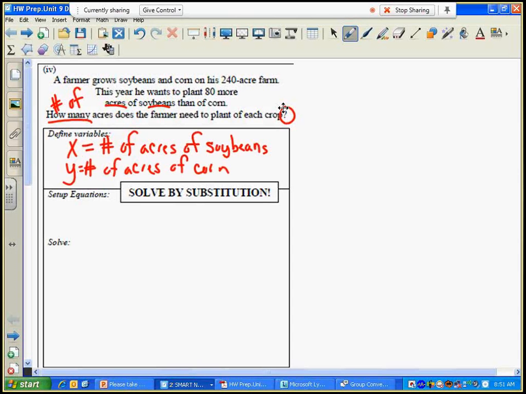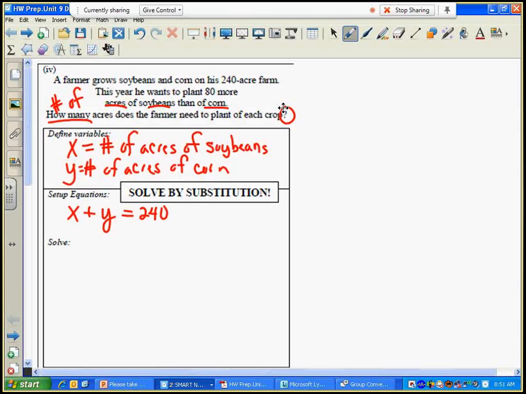All right, so it says the farmer grows soybeans on his 240-acre farm. So that means he only has 240 acres to plant soybeans and corn. So he can either do all soybeans, all corn, or a combination of both. No matter how you mix it up, if you take all the acres of soybeans, X, and all the acres of corn, Y, and add them together, it's going to have to be 240 acres. That, of course, is assuming he uses all of his farm, which he's going to.